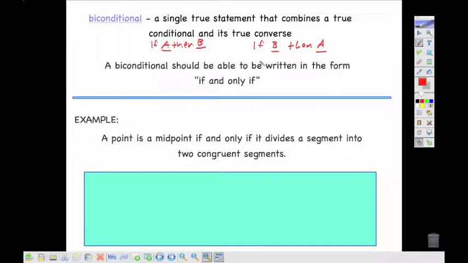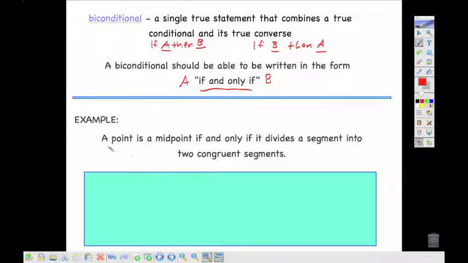Now, if it's true either way, we can rewrite it as A if and only if B. So a biconditional should allow us to write it either way and still be true, and basically to put these words, if and only if, between them.